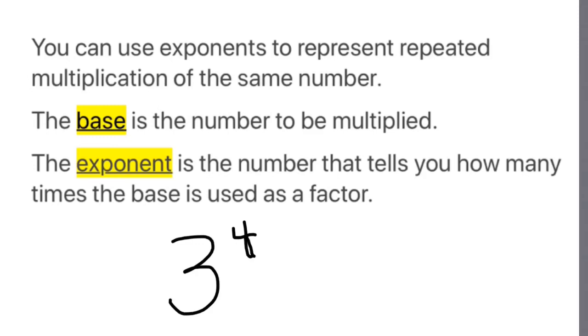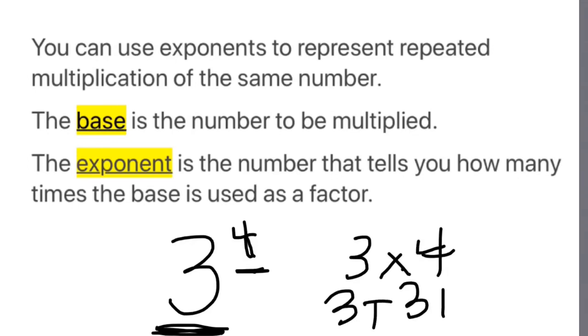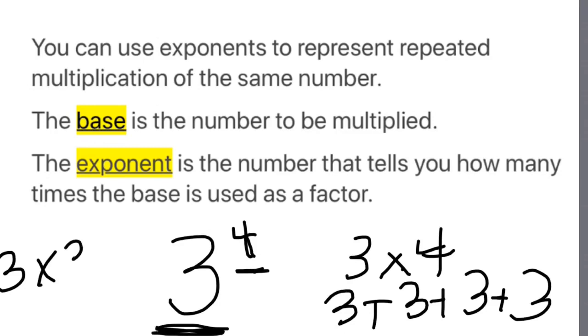So you have 3 to the power of 4. That's how you read exponents. You have 3 to the power of 4. So you have two parts, your base, the number that you're multiplying, and your exponent, 4. This is not 3 times 4. 3 times 4 is repeated addition. That would be 3 plus 3 plus 3 plus 3. This is repeated multiplication. It's 3 times 3 times 3 times 3.